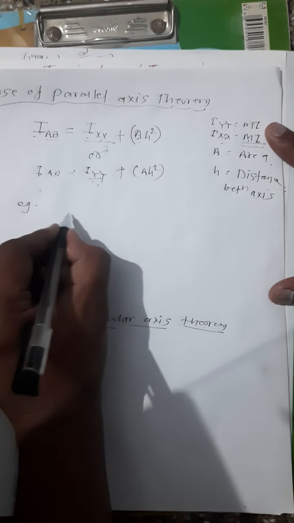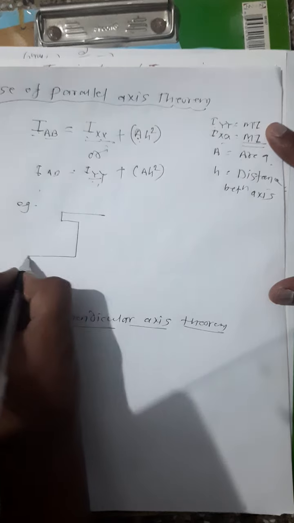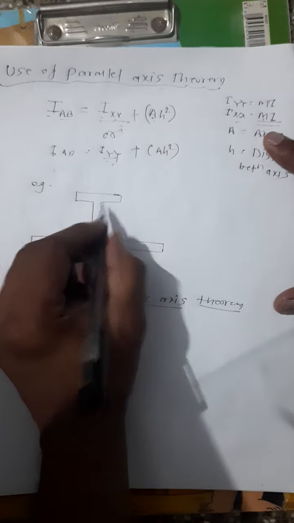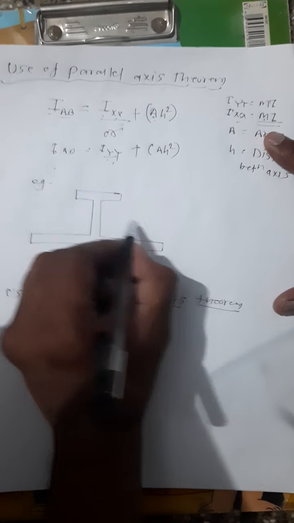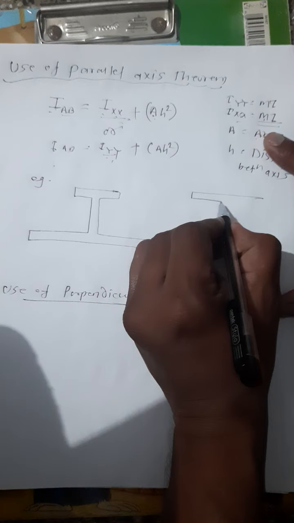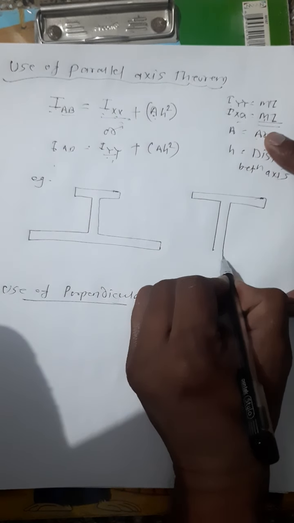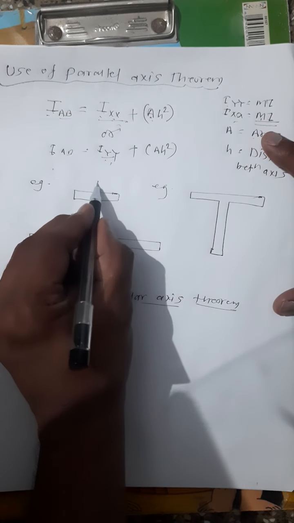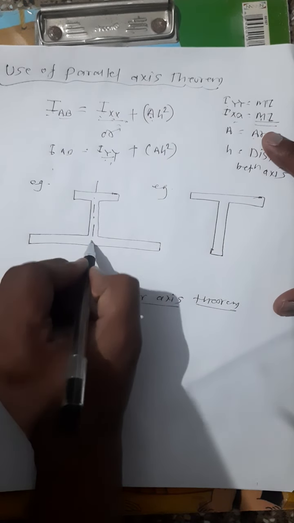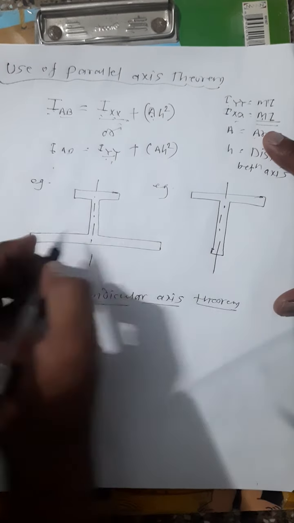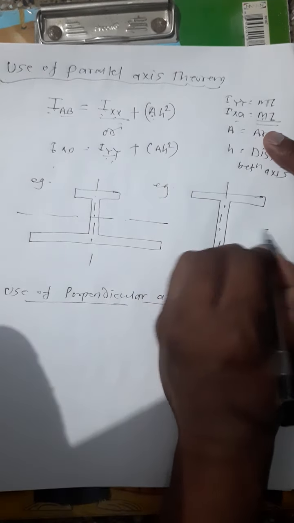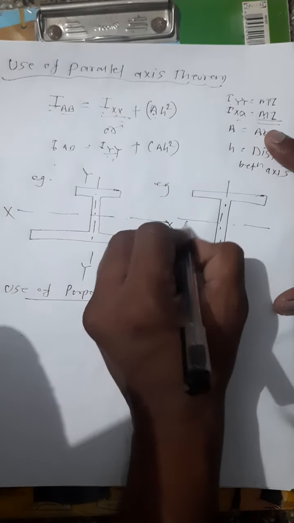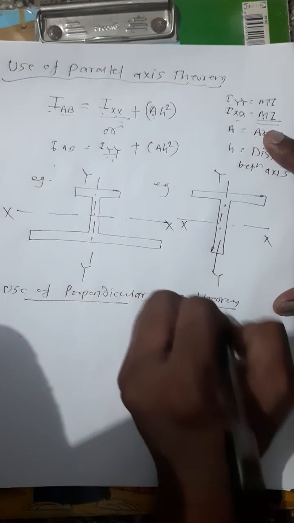Suppose we assume this is an I channel. You know very well the I channel. Another example we have is the T channel. This is the second example. So this body number one has axes, you know very well, and this also has axes. So we have the axes of this body. The vertical axis means y, and the horizontal axis means x.